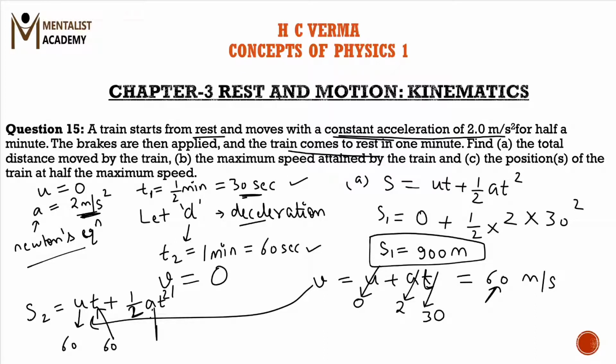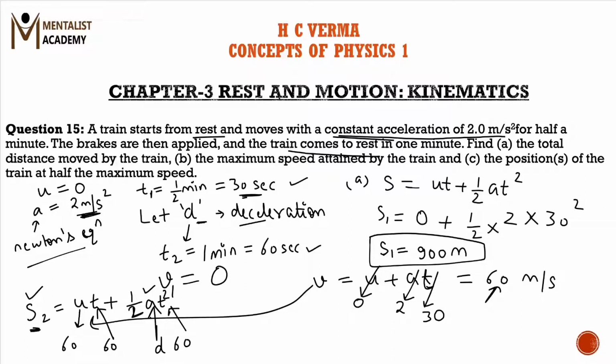Acceleration, what is the acceleration at this point? This is deceleration. So we do not know this value. And what is the time taken? Time taken is 60 seconds. We do not know two values in this equation, S2 and acceleration. So to find S2, we need to find out a first, that is d first.